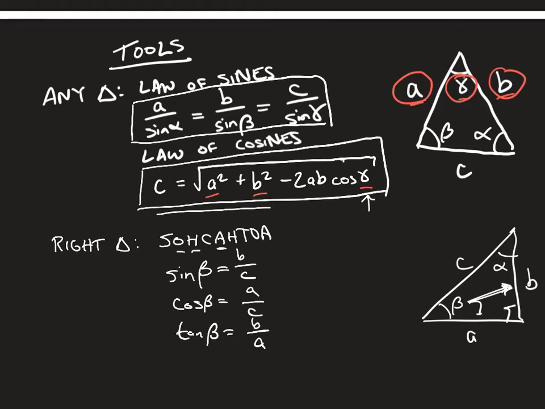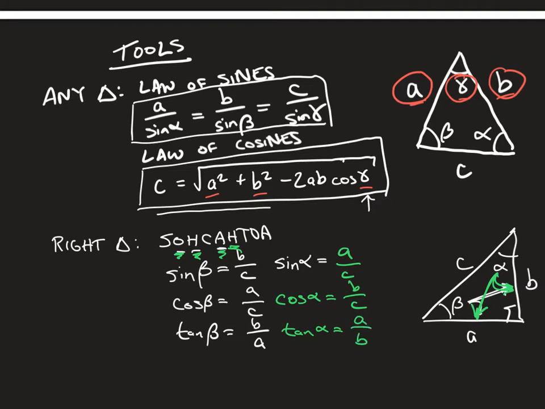Similarly, we could do this for alpha. We could do tangent, but let's keep this organized. The sine of alpha equals, now we're in alpha territory, opposite over hypotenuse. The opposite from alpha is A, and the hypotenuse remains C. Cosine of alpha needs the adjacent over the hypotenuse. For alpha, the adjacent is B over C. And for tangent of alpha, it's the opposite over the adjacent, so A over B.